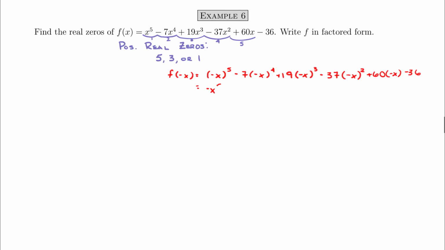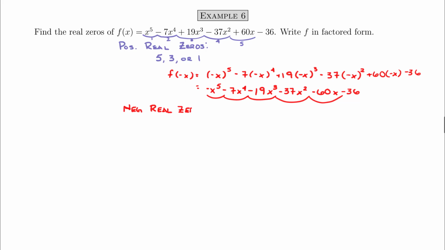All right, so we evaluate it. We get negative x to the 5th. All right, so we have 0 sign changes. So the negative real zeros for this particular function are 0, because when we evaluated at negative x, we came up with no sign changes.